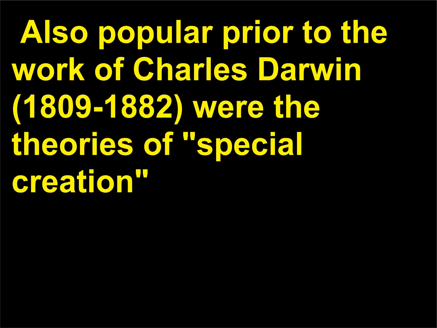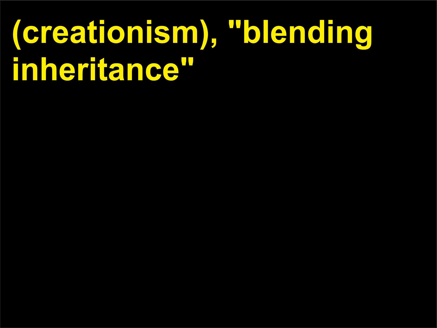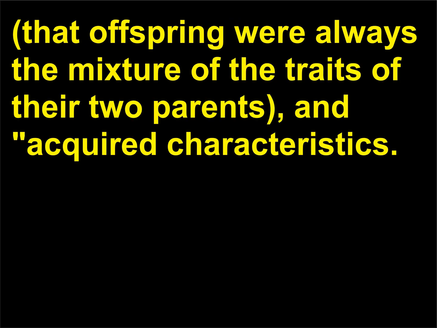Also popular prior to the work of Charles Darwin, 1809 to 1882, were the theories of special creation, creationism, blending inheritance, that offspring were always the mixture of the traits of their 2 parents, and acquired characteristics.